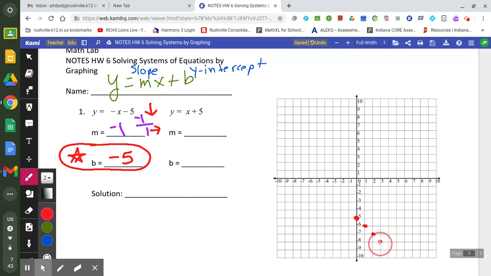And if you're doing this on paper, if you don't have a ruler, probably the best thing is to put these dots all the way through the grid.